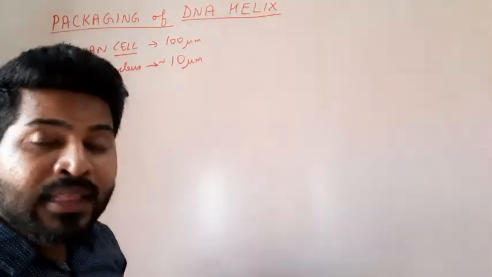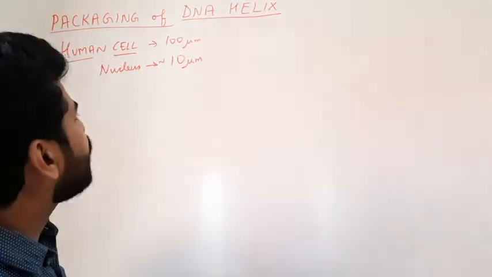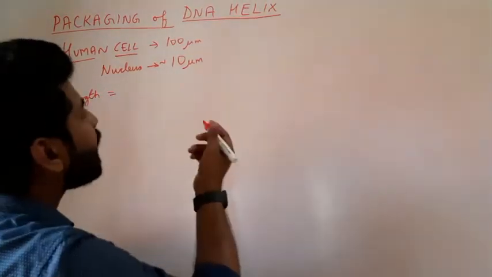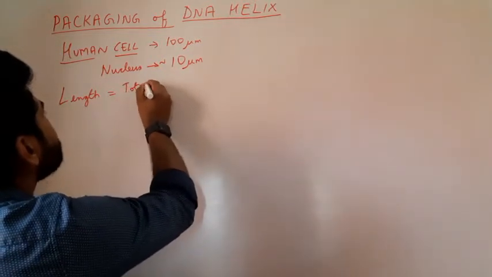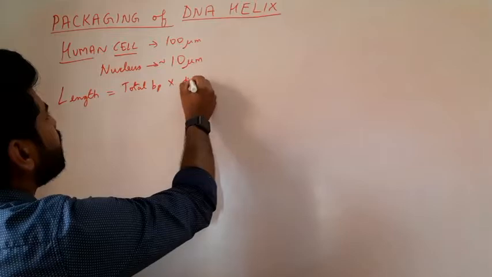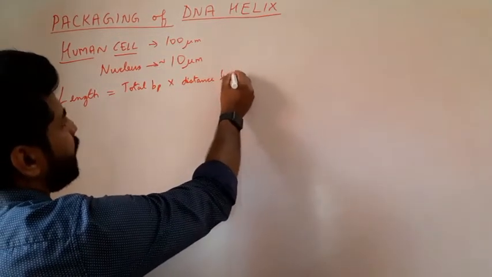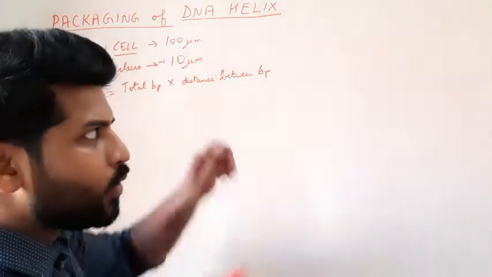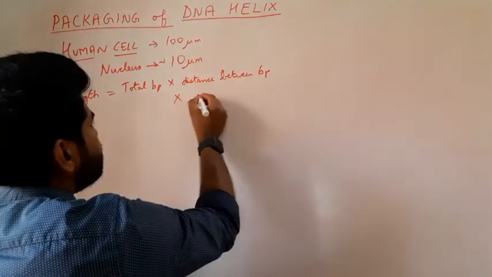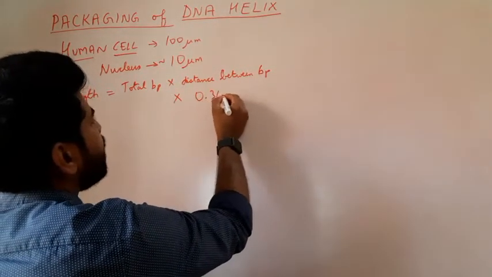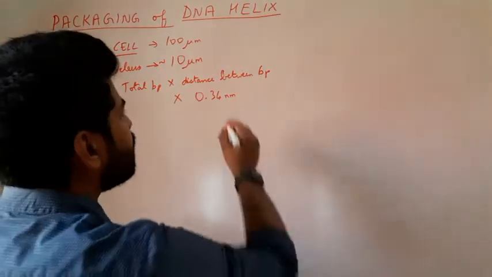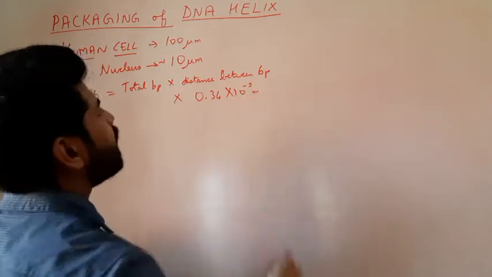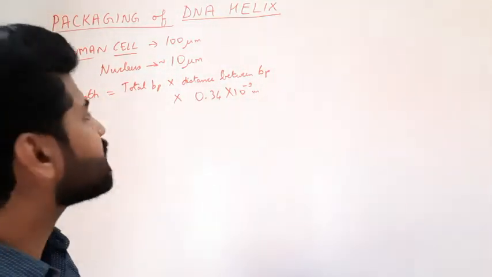So, the length of the DNA can be calculated simply by multiplying the total number of base pairs by the distance between the base pairs. We know that between one base pair and another base pair, the distance is 0.34 nanometer, that is 0.34 into 10 to the power minus 9 meter. This is what we discussed in the previous video.